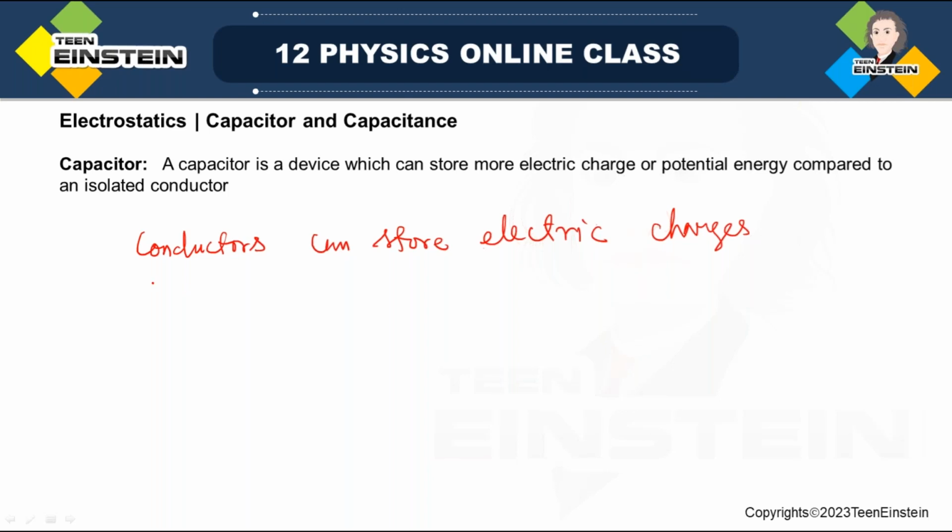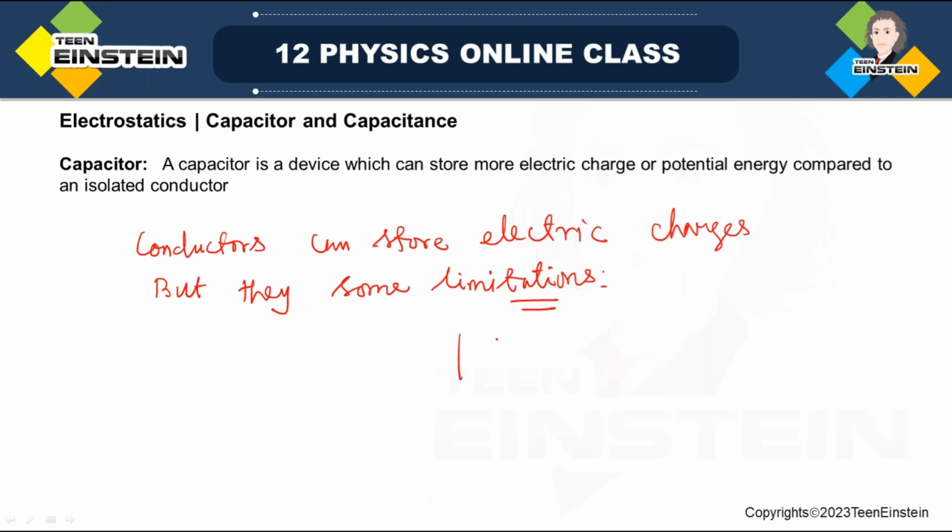but they have some limitations. Beyond that, they cannot store more charges. But see, a conductor can be used for storing charges, but not the isolated conductor.